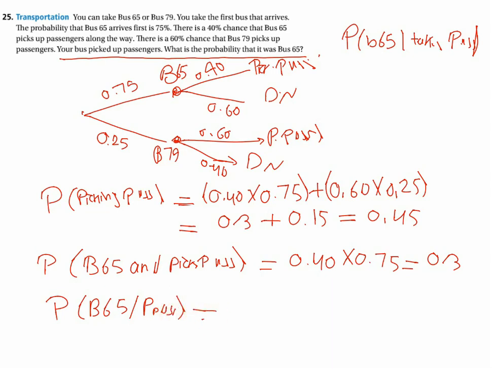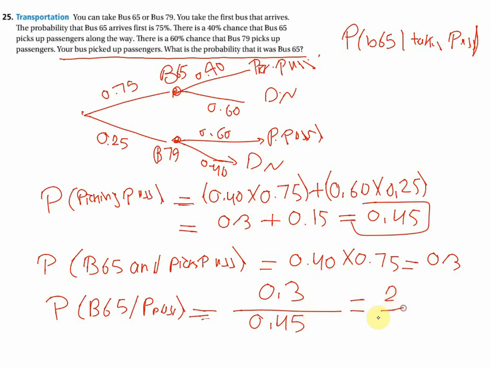So this is bus 65 and picks up passengers, which is 0.3, over the probability of picking up passengers all in all, which is 0.45. On reducing this result, it will be 2 over 3, or 0.666, or approximately 0.67. I think that the tree diagram helps us a lot to solve this problem.